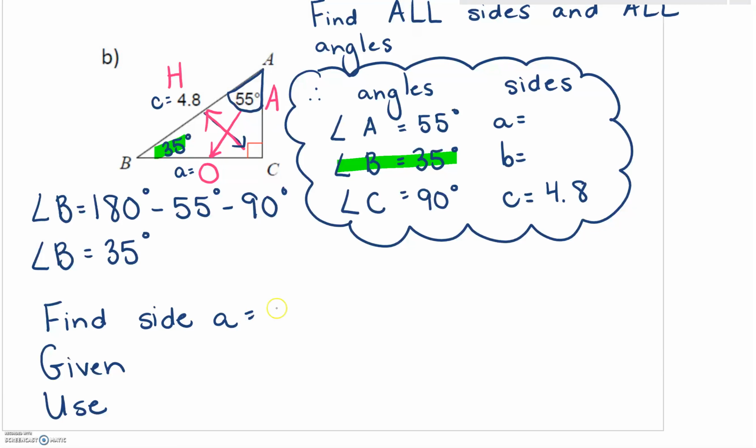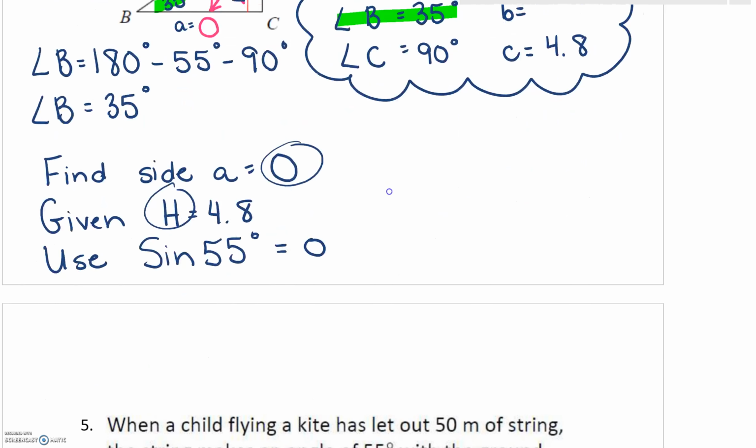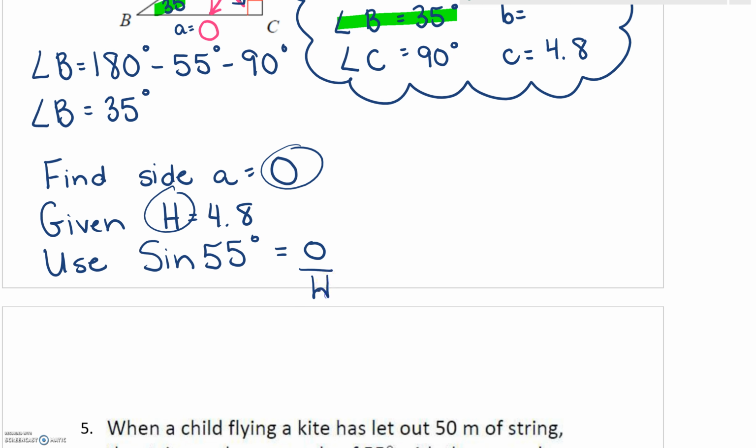I'm just going to write that it's equal to my opposite. And I'm given the hypotenuse, which is equal to 4.8. So because I have the O and the H, you have to determine which ratio you're going to use to solve for the missing side. And because it's O and H, we're going to use the sine of the angle that we're working from. Don't change your angle. Write down the ratio. Okay. And now we're going to fill in what these values are.